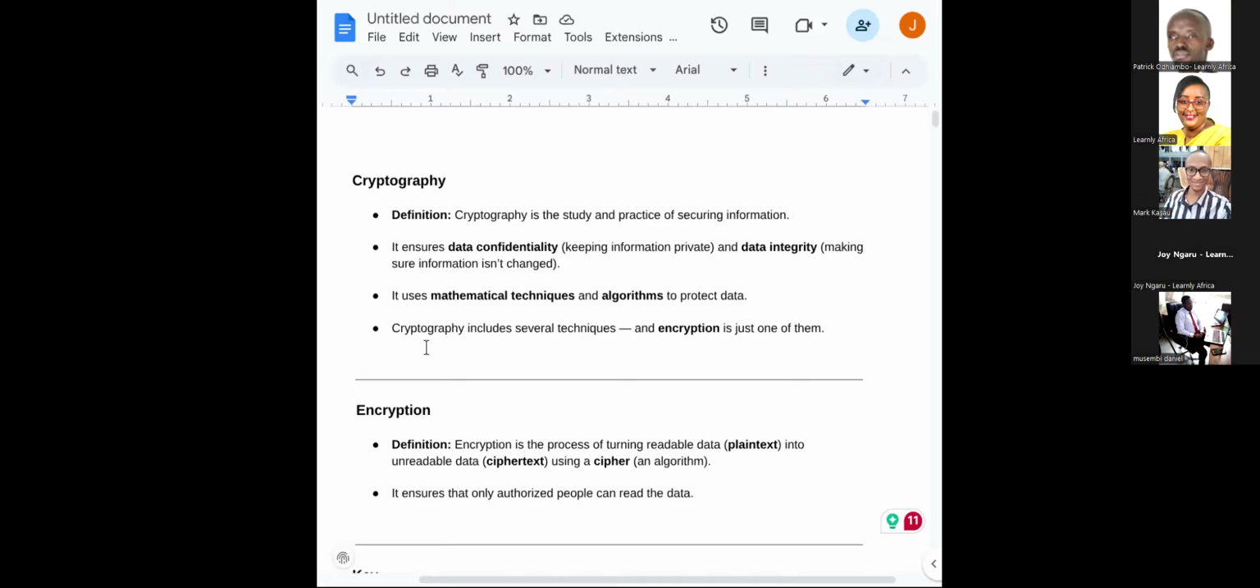So today let's look at cryptography. Cryptography is the study and practice of securing data and information. This ensures that our data is confidential, meaning it is only accessible to those who are authorized to access it. It also ensures integrity, so that no one tampers or changes anything in our data. It uses mathematical techniques. Remember that we were using algorithms.